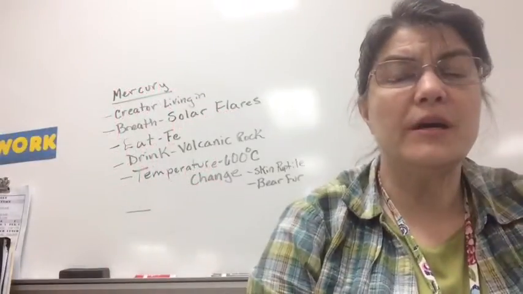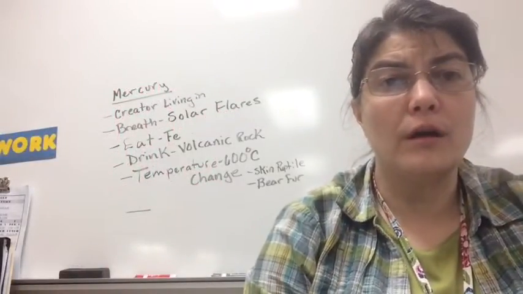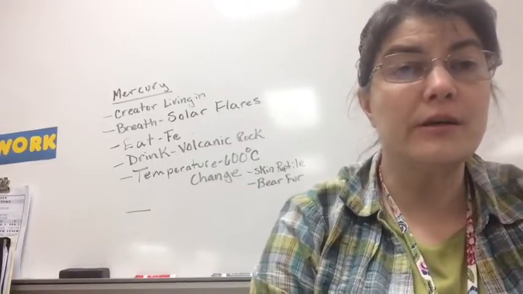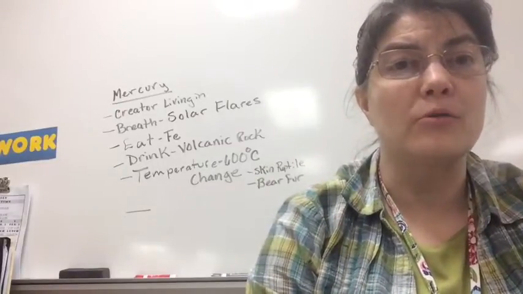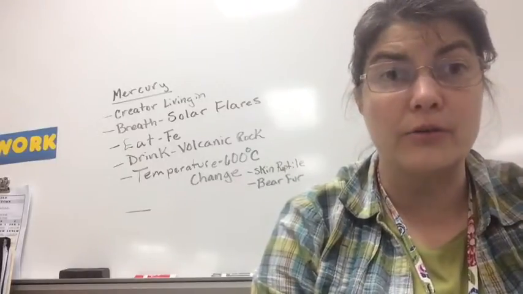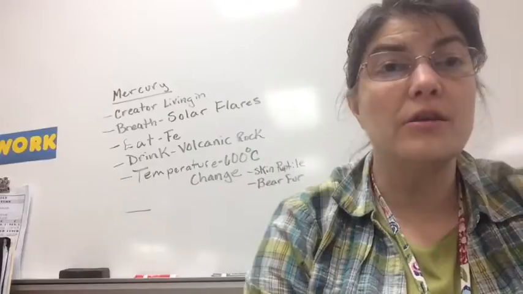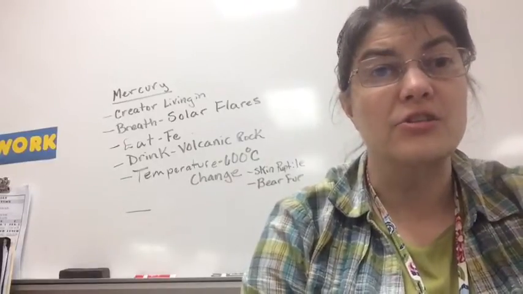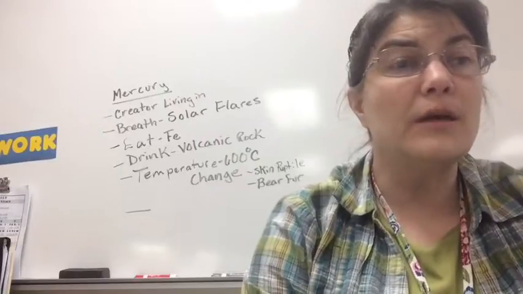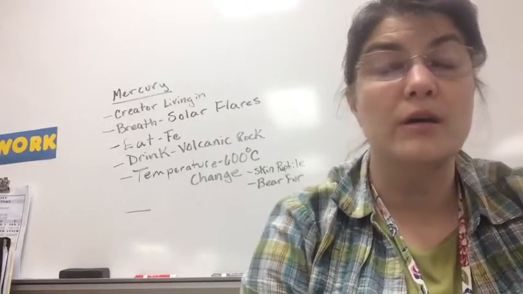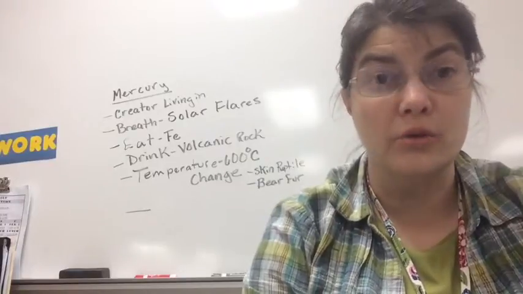Now, as you can see behind me, I've done an animal for Mercury. I don't have it drawn, but I can explain to you a little bit about where this creature is going to be living. It's going to be living in a crater. It's going to be able to breathe solar flares that are coming off of the sun, since it's so close to the sun. It's going to be able to eat iron because Mercury has such a large molten core.